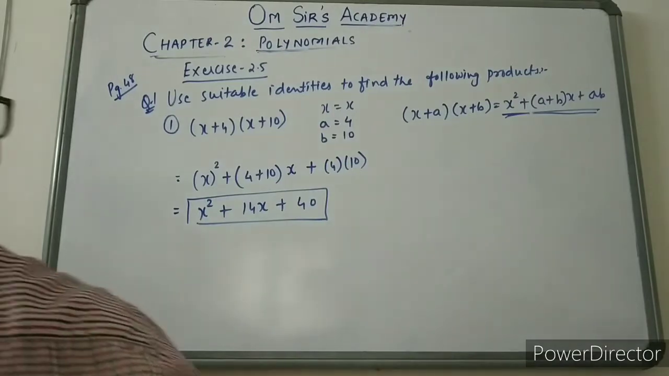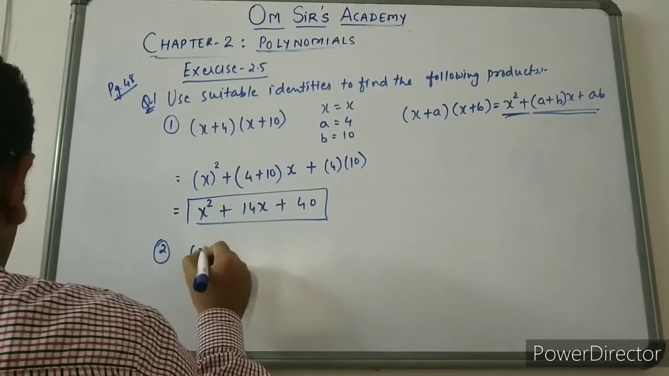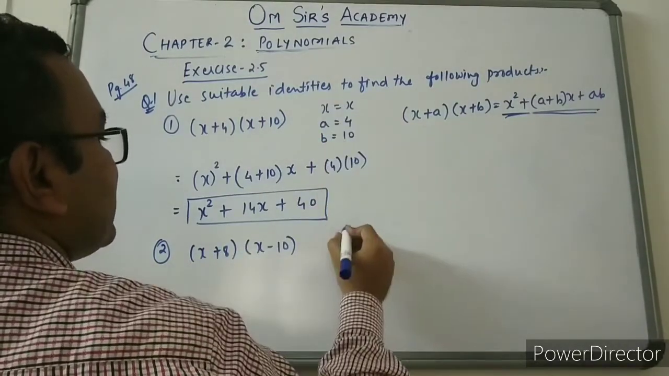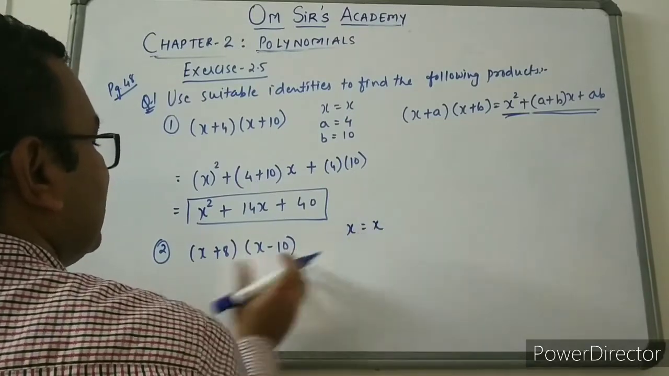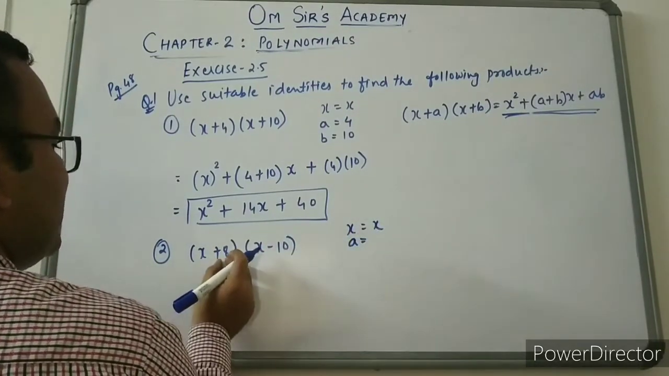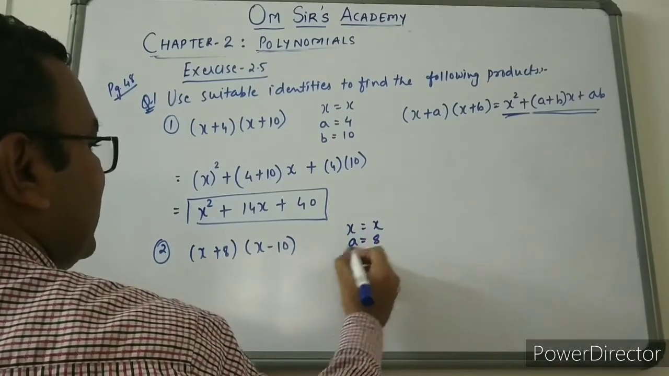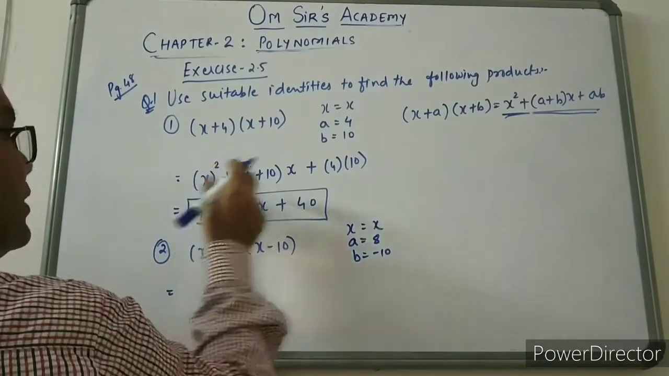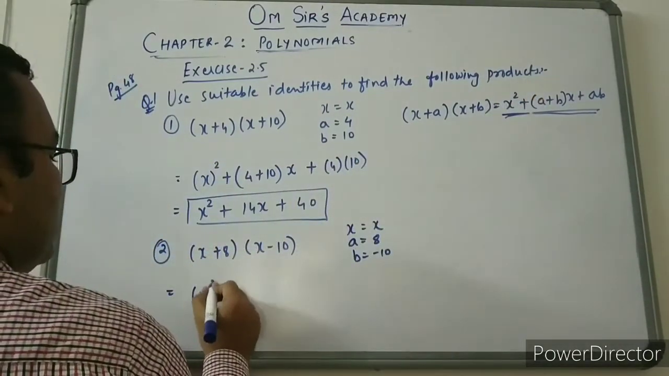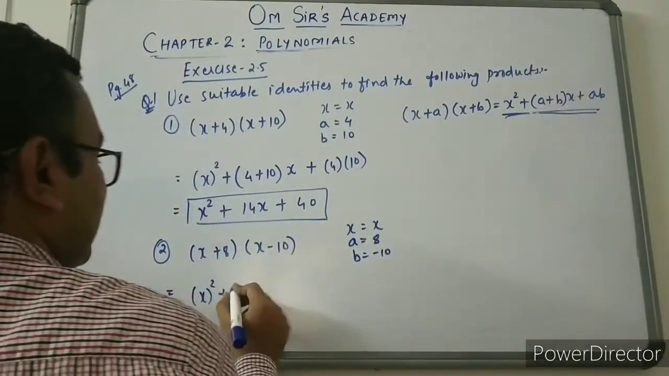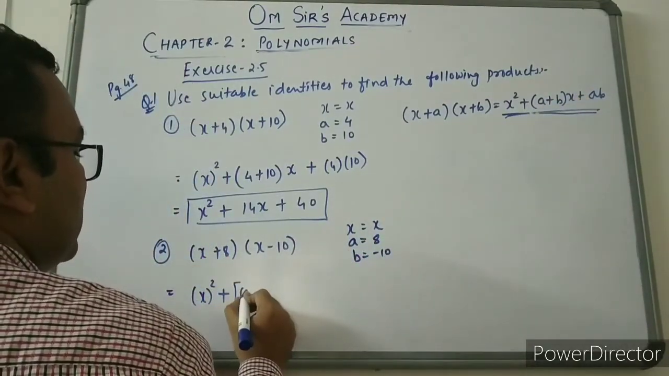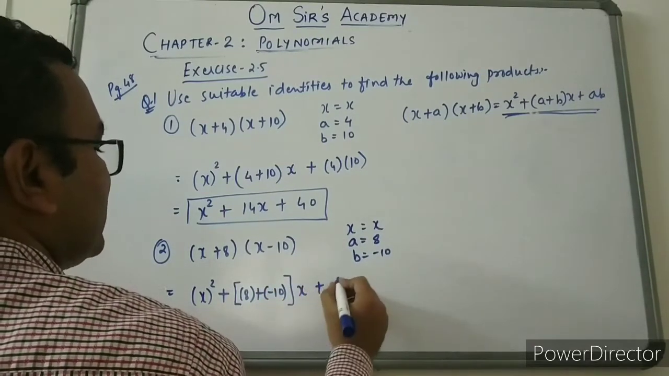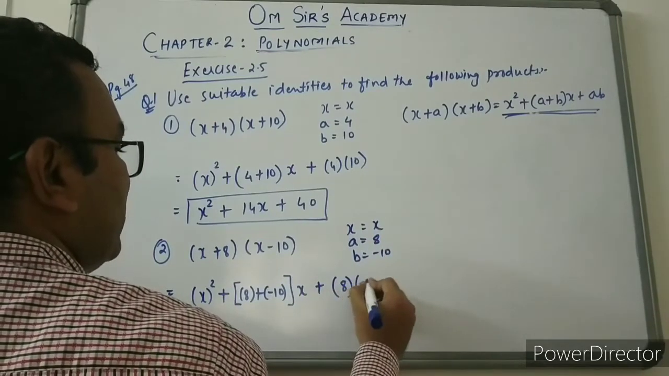Okay friends, move to the next sum. The second sum is (x + 8)(x - 10). It is again the same identity, and instead of x there is x only. a is positive and b is negative. So instead of a I take 8, and instead of b I take -10. The solution is x² + (a + b)x + ab, where a is 8, b is -10, and ab is 8 into -10.